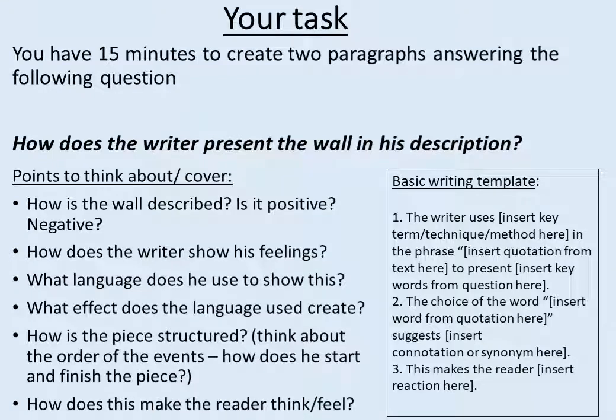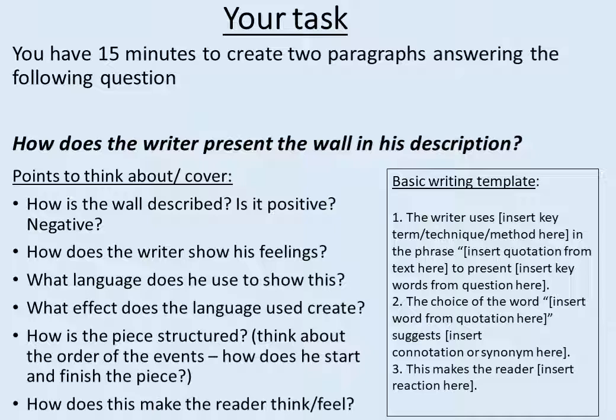So you've also got a basic writing template. The writer uses insert key term, technique or method here in the phrase, insert quotation from text here, to present insert keywords from question here. The choice of the word, insert word from quotation here, suggests insert connotation or synonym here. This makes the reader feel insert reaction. So that's your basic writing template.